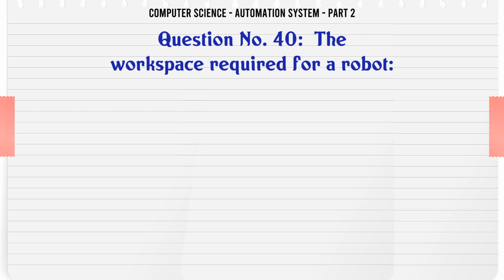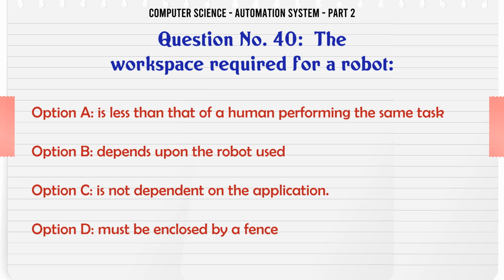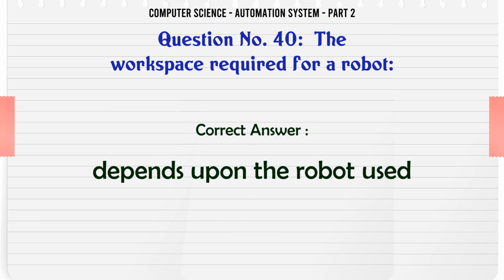The workspace required for a robot: A. is less than that of a human performing the same task. B. depends upon the robot used. C. is not dependent on the application. D. must be enclosed by a fence. The correct answer is depends upon the robot used.